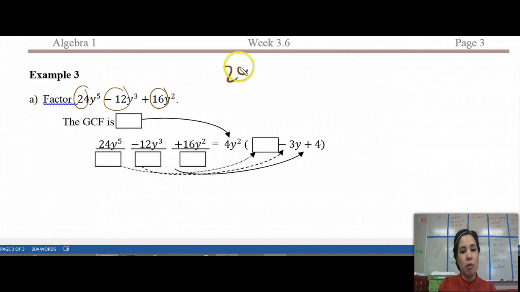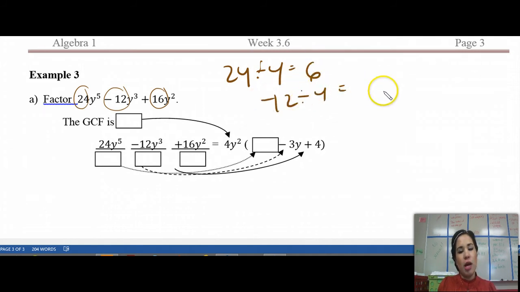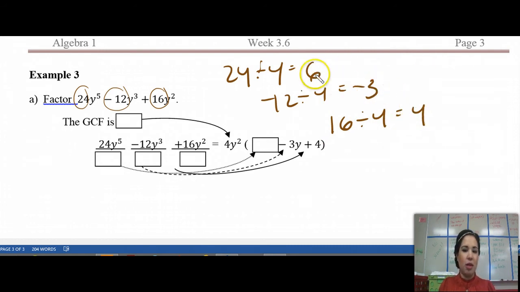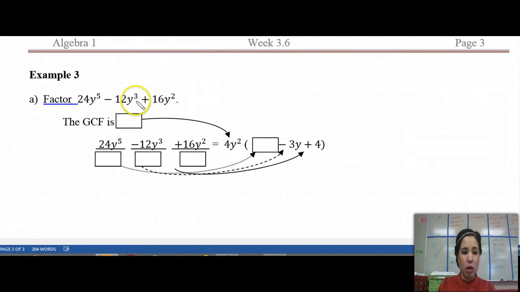24 is divisible by 4. That gives you 6. 12 is divisible by 4. Well, it's a negative 12 divided by 4, that's a negative 3. And 16 is also divisible by 4, that's a 4. And right away, looking at these, I don't have anything else I can divide by. So I think I found the greatest number. Again, you could use your tree if it helps. I just did it mentally. So I found that all of these are divisible by 4. That's the biggest number, so right away, I know my greatest common factor is 4.